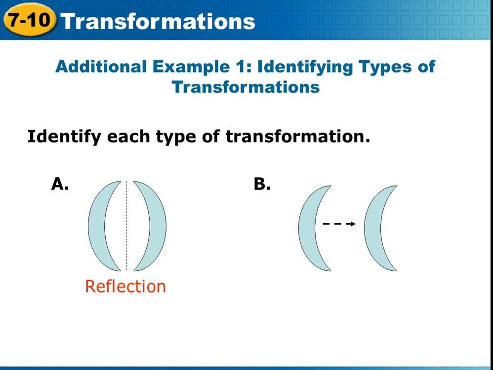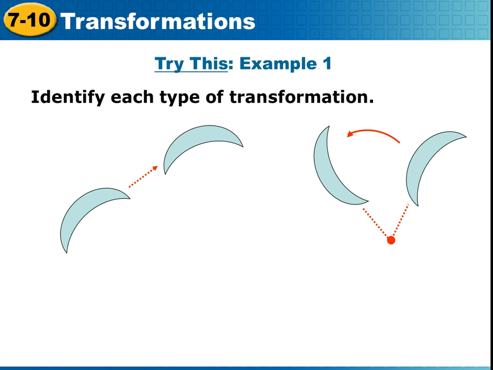Look at letter B. What type of transformation? Letter B is a translation. It's just sliding from one spot to the other. It's not changing its direction or anything. It's just changing location.